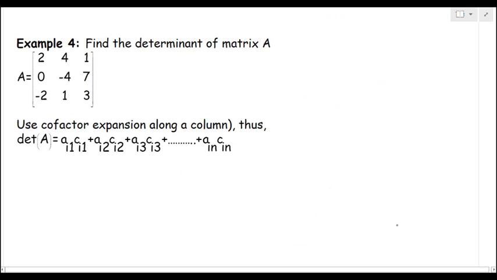In question number 4, we have A equals 2, 4, 1, 0, minus 4, 7, minus 2, 1, 3. We use the cofactor method, but this time we expand along a column.